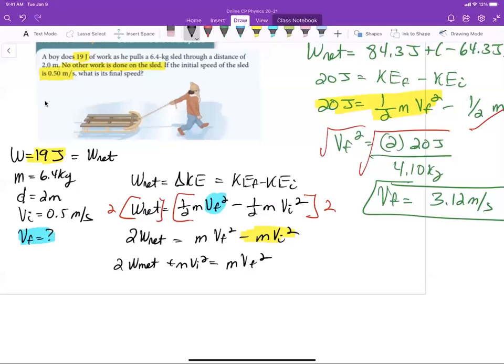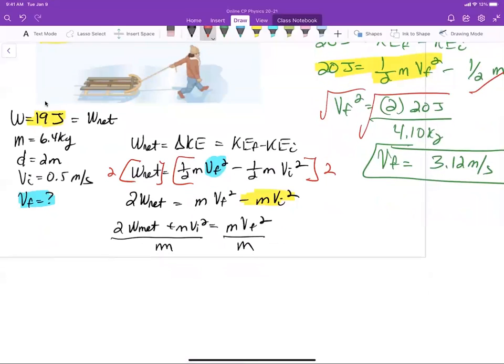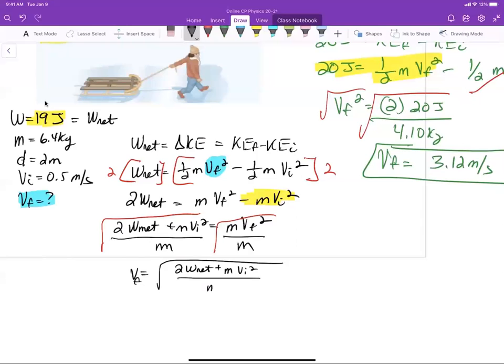I'm going to divide both sides by mass. That will cancel mass on the right-hand side. And notice what else I need to do. I got to get rid of that square root. So I'm going to take the square root. So my final equation will be the velocity, and this is final velocity, is equal to the square root of 2 times the net work plus the mass times the initial velocity squared, divided by the mass.